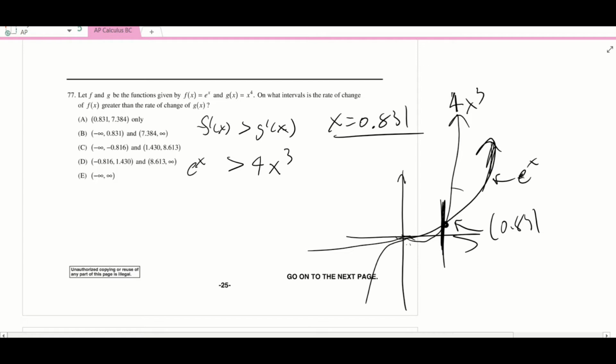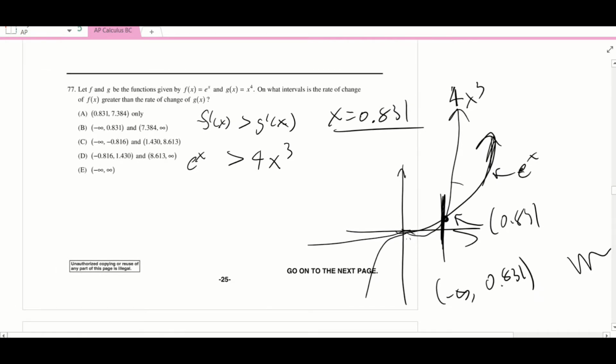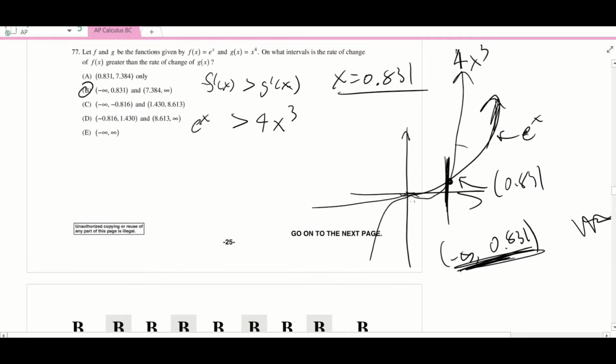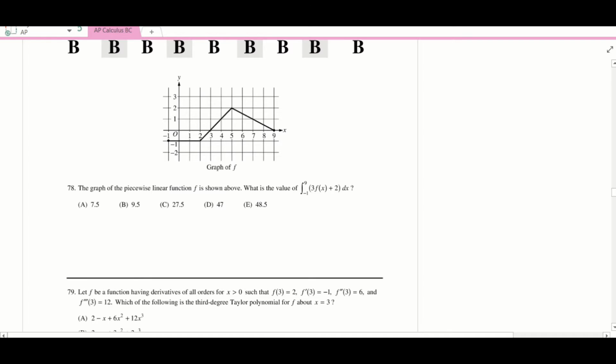So one bound is from negative infinity to 0.831, but there's another bound up here because the exponential function grows faster than a polynomial function. So we know this value has to be contained plus something up here, right? We don't know what that is, but we don't need to know because the only answer with this is B. So yeah, this is a benefit of a multiple choice test.